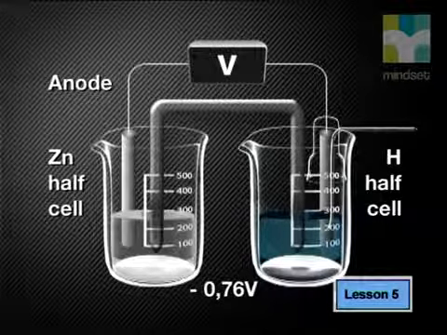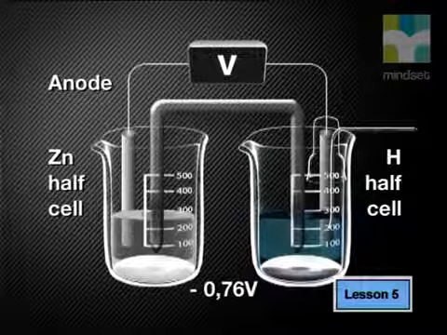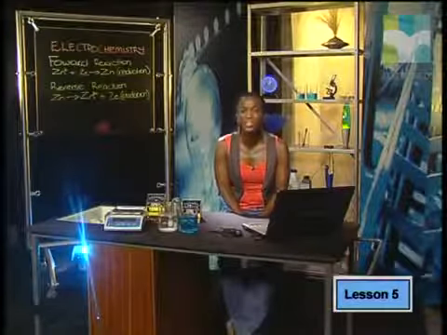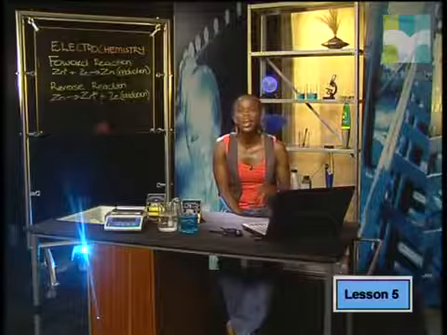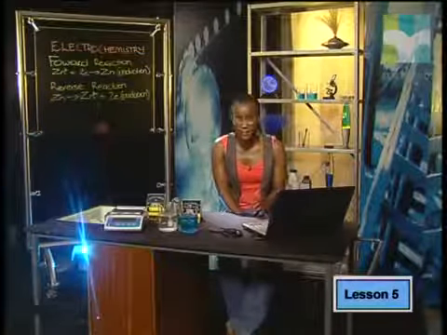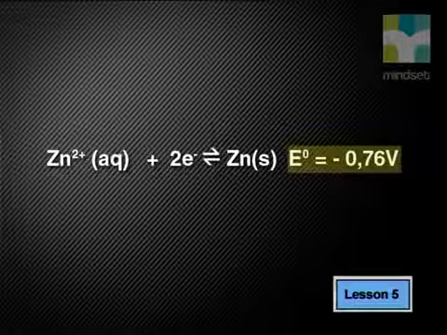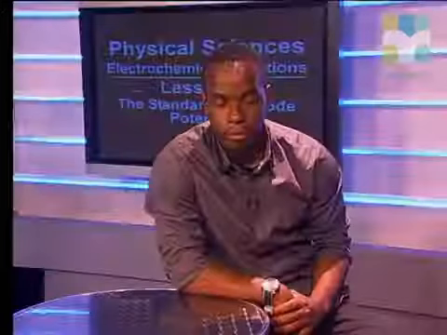So the zinc electrode must be the anode in this galvanic cell. That means the zinc electrode is a stronger reducing agent than the hydrogen electrode. We say that the negative reading on the galvanometer is the E0 reading of the standard zinc half cell. So the zinc half cell has a standard electrode potential or E0 value of negative 0.76 volts.